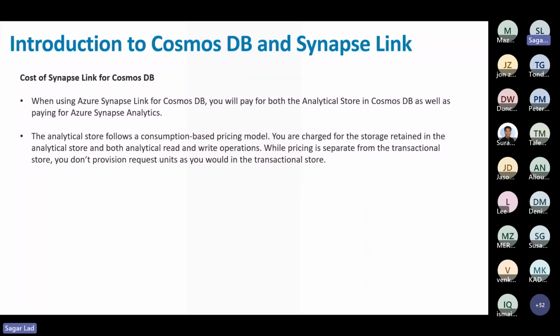So when using Synapse Link for Cosmos DB, you have to pay for both analytical store in Cosmos DB as well as paying for the Synapse Analytics as well. This analytical store follows the consumption-based pricing model. So you are charged for the storage retained in the analytical store for both analytical read and write operations. While pricing is separate from the transactional store, you don't have to provision request units as you would do in the transactional store.